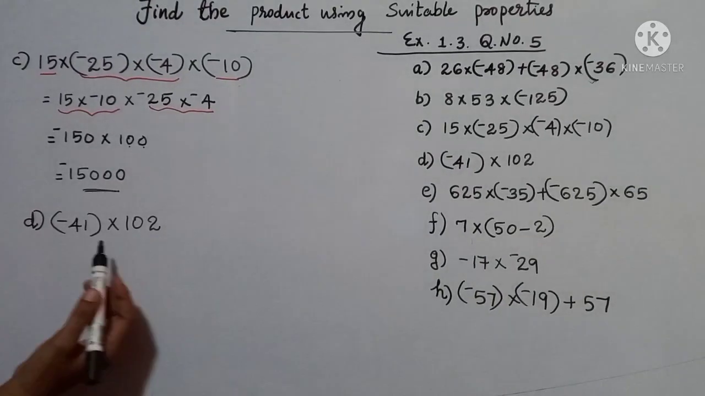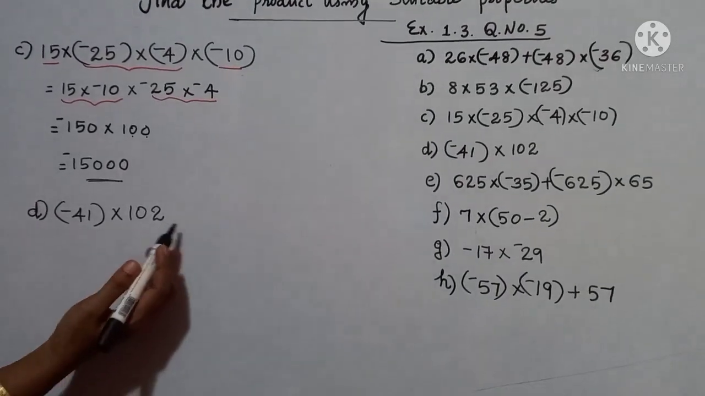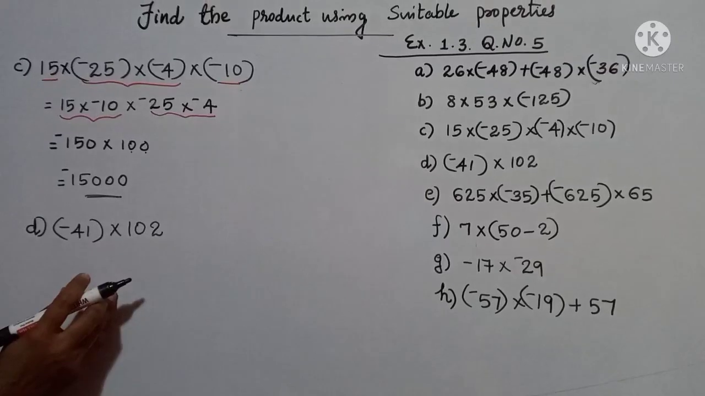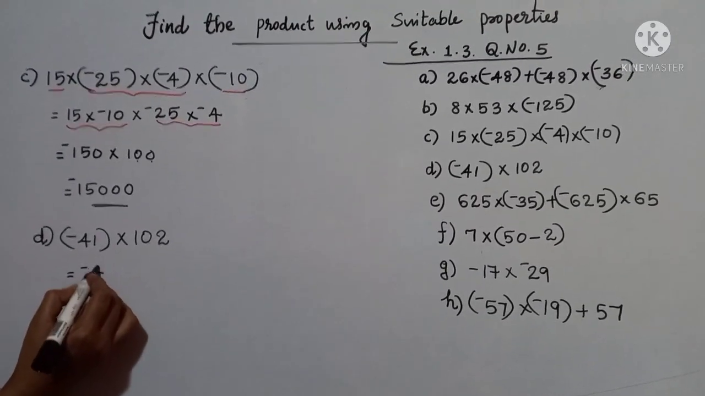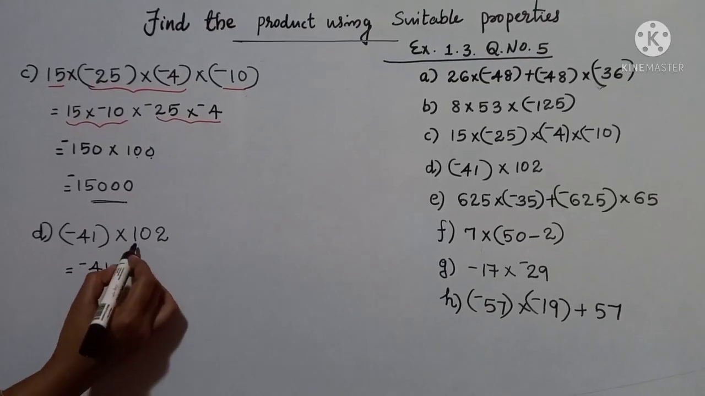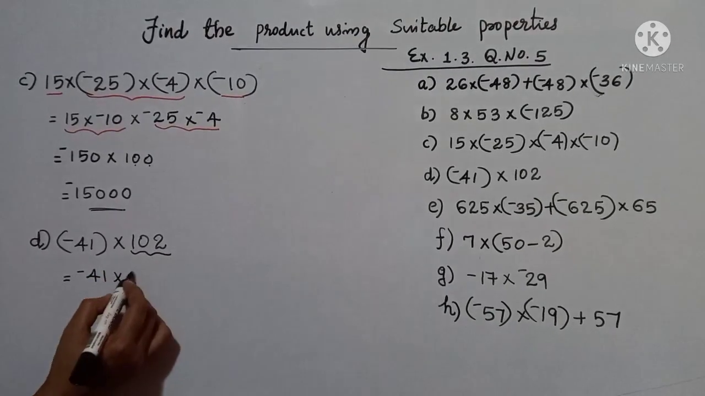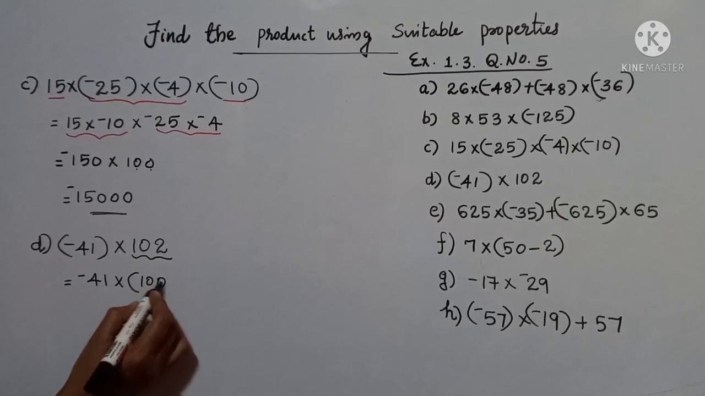Then the next problem is minus 41 into 102. Here we have to apply the distributive property, because we can write minus 41 into 102. This we have to write as 100 plus 2.